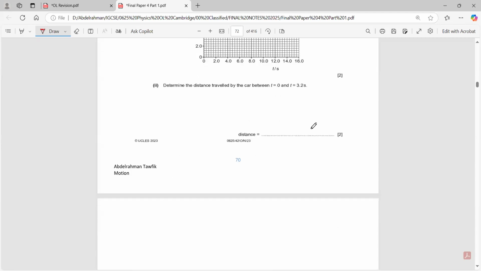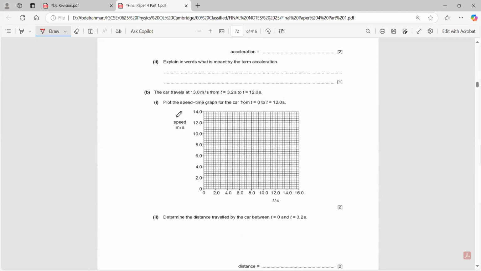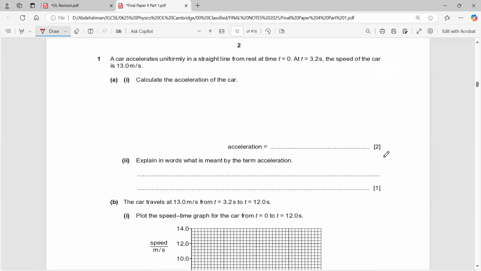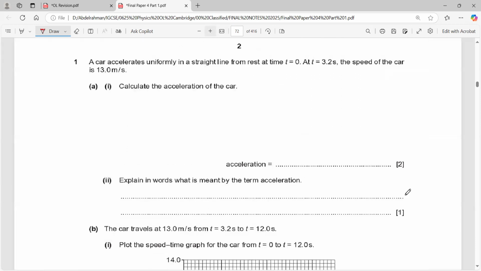Again, I don't know if we've solved this question before, but let's solve it again. Okay, page 70, guys. Calculate the acceleration of the car. That's all it asks.